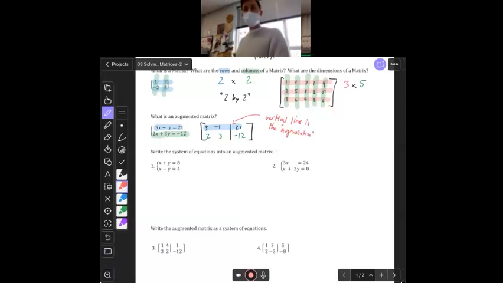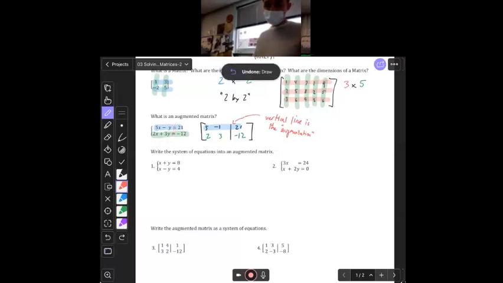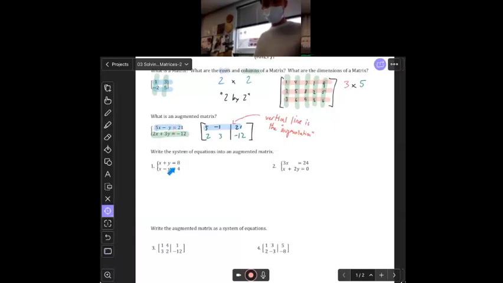And when you augment something, you're just adding a little bit to it. You're just adding this vertical line to it. Again, it's just acting like the equal sign. So this is how we're going to use matrices to help us. We're going to take a system of equations, write it as a matrix, and use some what are called operations on that matrix to then solve that system of equations.